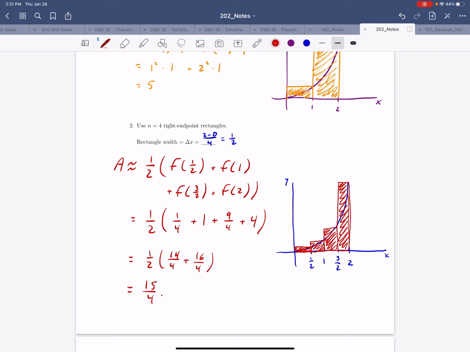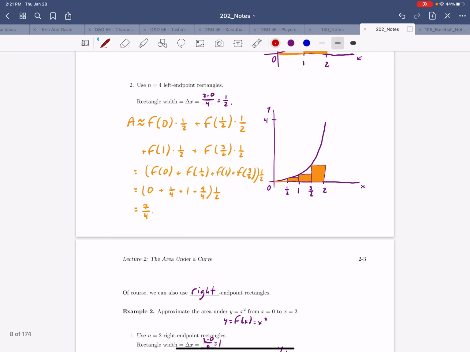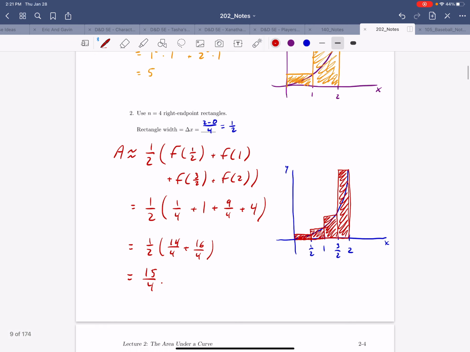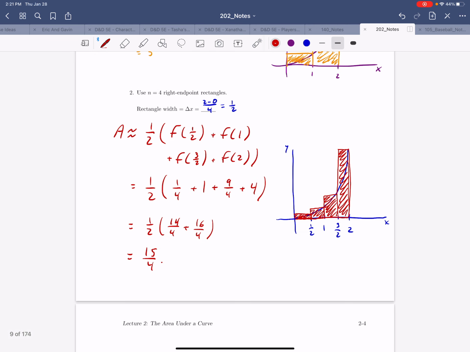Okay. So just pointing out that we know that this is an overestimate, and we know that the left endpoints were an underestimate. So I guess we've got that the true area under the curve from 0 to 2 is something between 7/4 and 15/4.